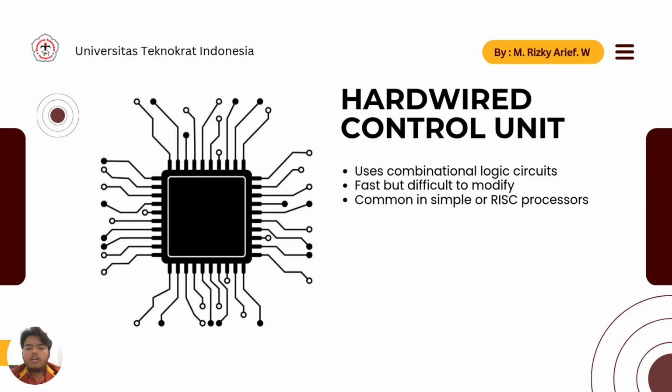Hardwired control unit. The hardwired control unit uses electronic circuits to control signals because it relies on hardware. It works very fast, but it's hard to change or update. That's why it's often used in simple processors or RISC architectures, where speed is important and the instruction set is small.